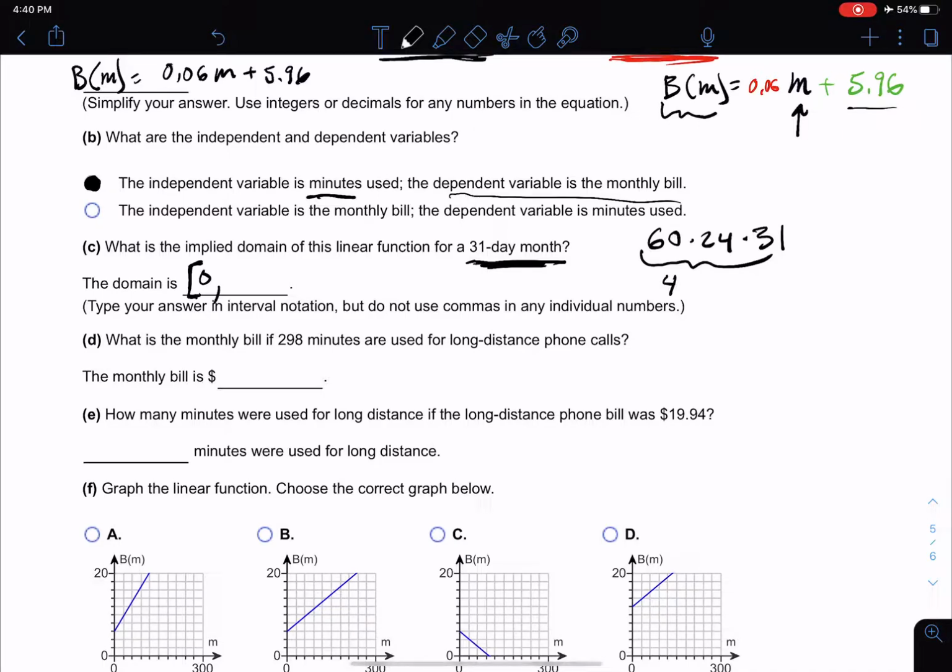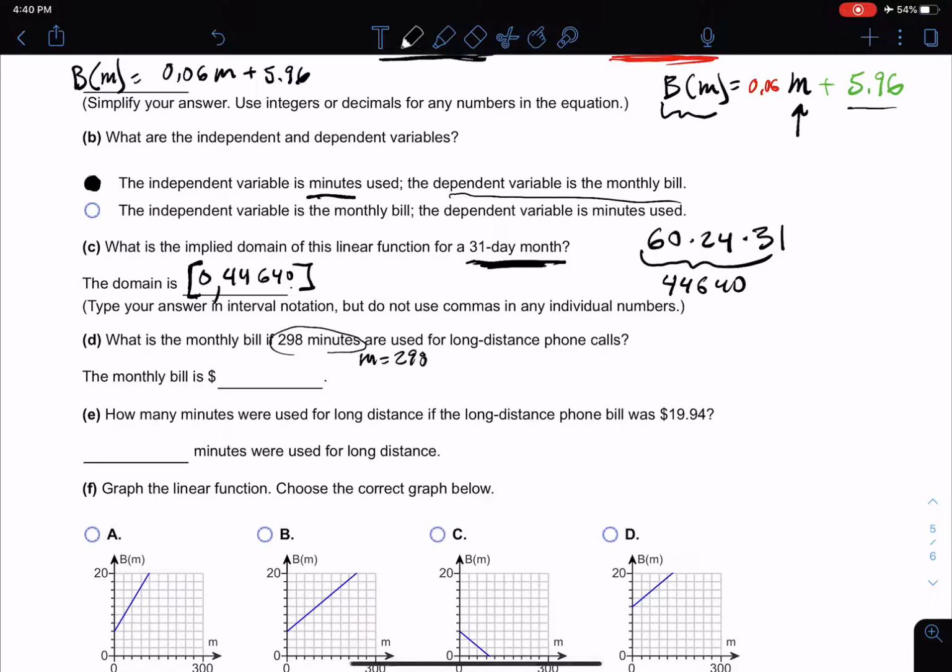So it's 44,640. You can't do more than that because there aren't more than 44,640 minutes in 31 days. There's your interval. What is the monthly bill if 298 minutes are used? So the question is, 298, that would be the M minutes.